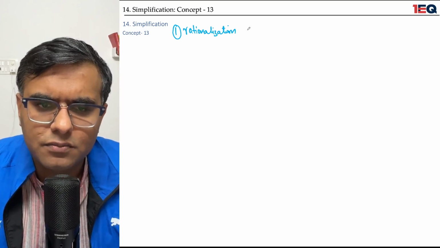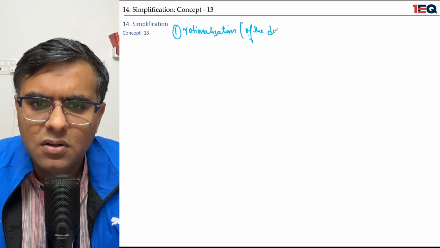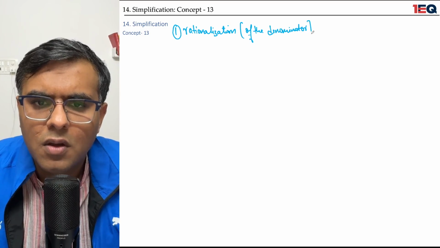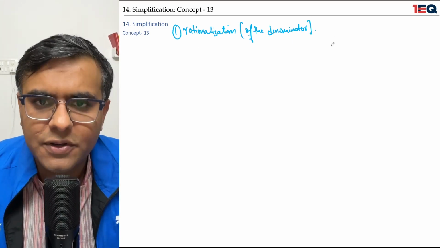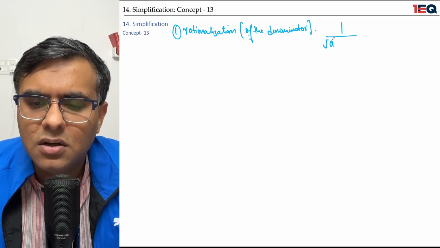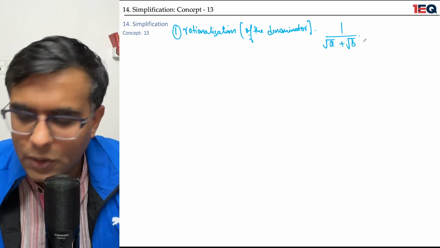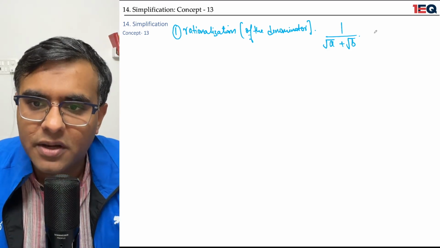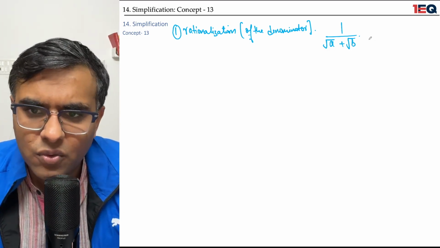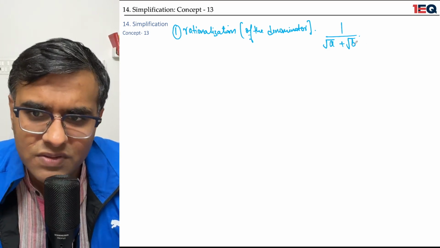Rationalization, and this usually happens of the denominator. When I say rationalization of the denominator, it usually happens as soon as there is a term which contains roots, which is there in the denominator. In any denominator, if you ever encounter roots, that is the time when you have to use this concept of rationalizing the denominator. Our main focus is to remove the roots from the denominator.